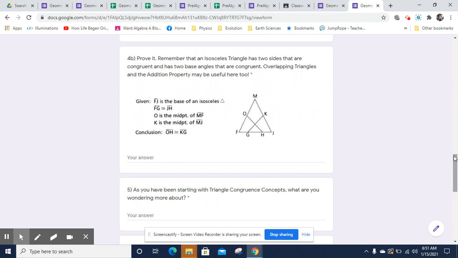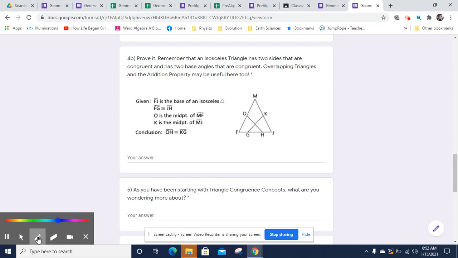Now let's take a look at this one. Might have some overlapping stuff going on here. Here we're not proving it's isosceles. We start with an isosceles triangle. And what it says is FJ is the base of an isosceles triangle. Now, the only triangle that has FJ as its base is this big one, MFJ. Okay, and we've been told that FG is congruent to JH.